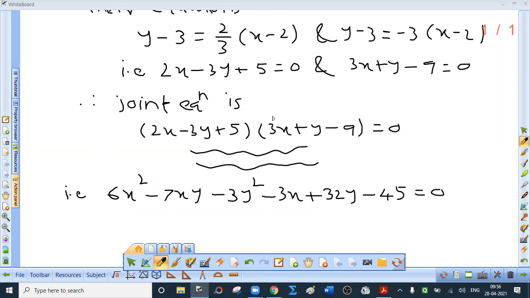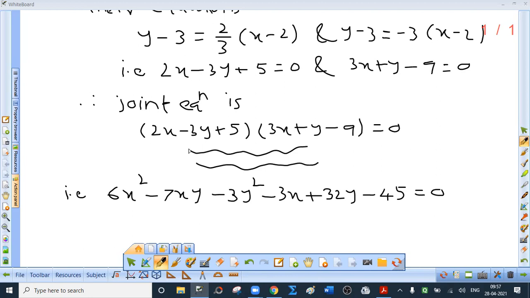You have to be careful. Joint equation is, do not write in this fashion. You have to show that step, opening the brackets and so on. So what is the final answer? 6x square minus 7xy minus 3y square minus 3x plus 32y minus 45 equal to 0. Complete the solution. Fifth part is for homework, but I will just give you the hint. In fact, hint is also not required. They say one is parallel to and other is perpendicular to.